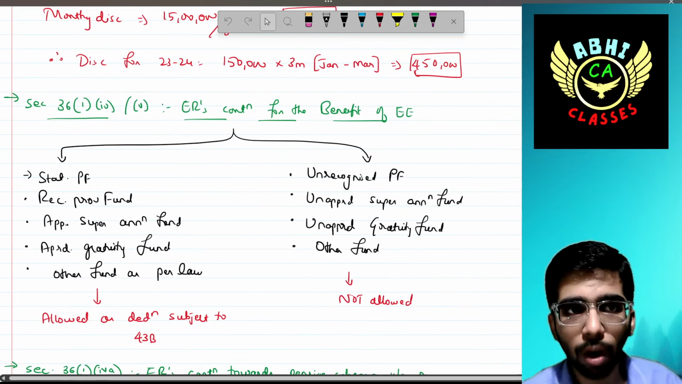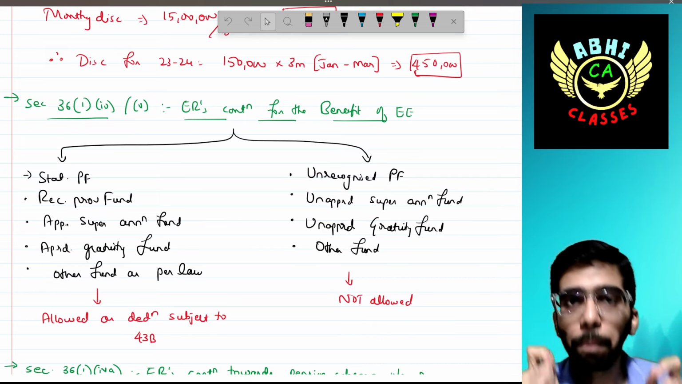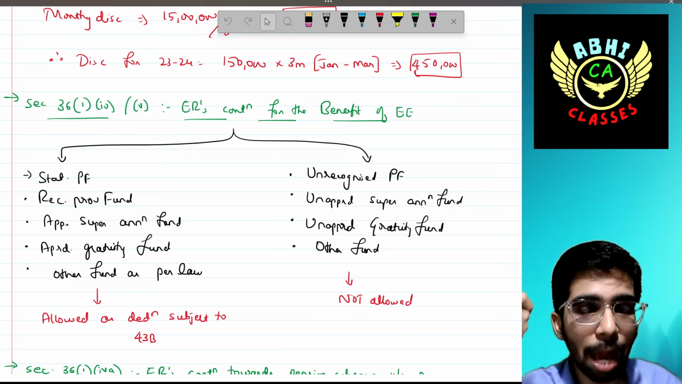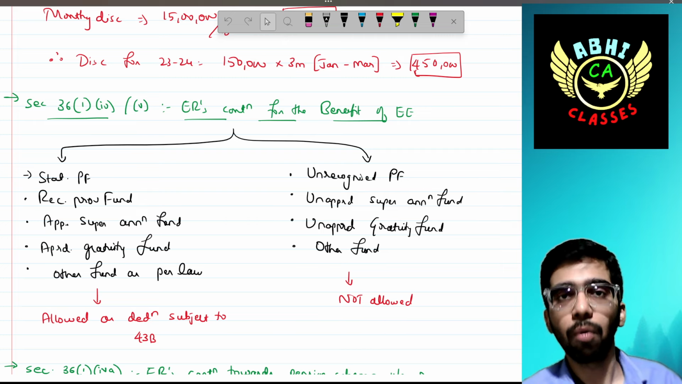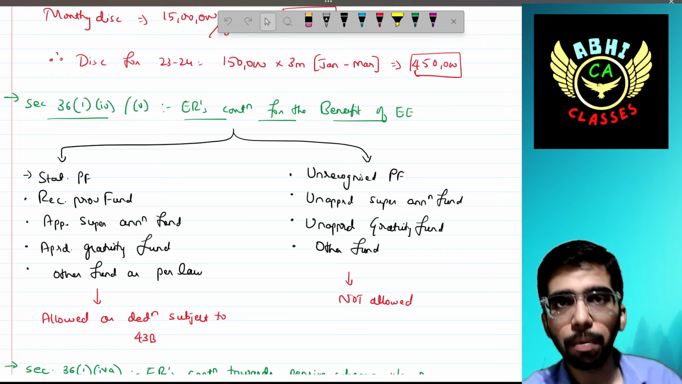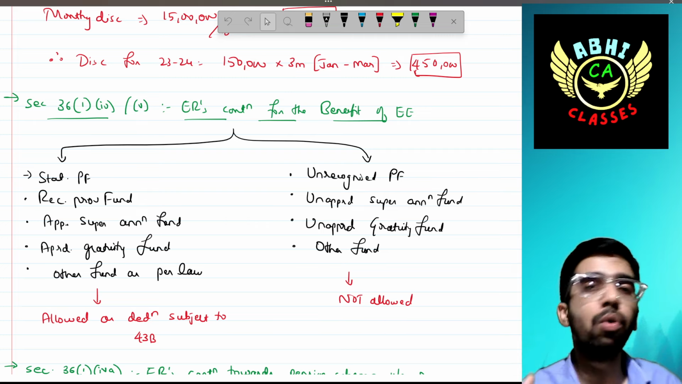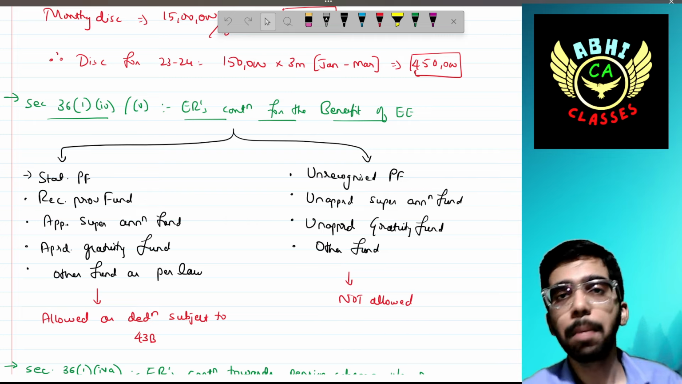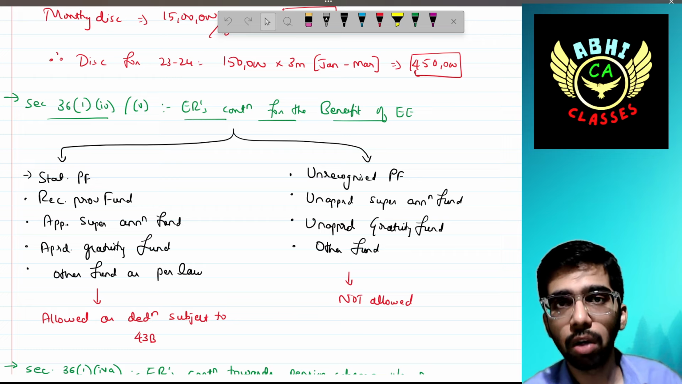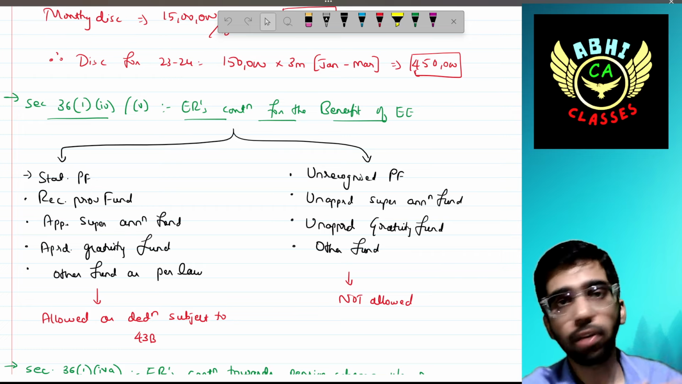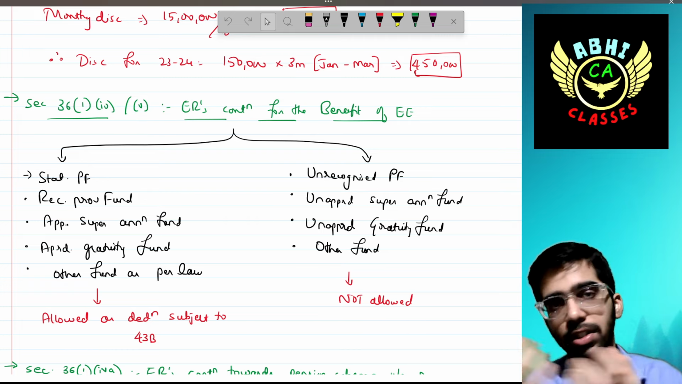Next, section 36(1) subclause 4 or subclause 5. We'll discuss both subclauses in one shot. Employer's contribution. I am focusing on the words employer's contribution for the benefit of employees. What would be the benefits? Number 1, employer's contribution to the statutory provident fund, a recognized provident fund, approved superannuation fund, approved gratuity fund, and other funds as may be prescribed by the respective law is allowed. For whom is it allowed? It is allowed for the employer in his profit and loss account as a deduction, subject to 43B, which we will discuss in the last part.